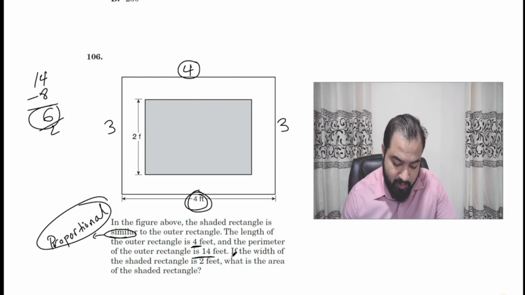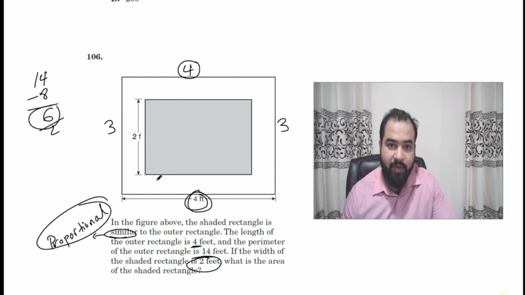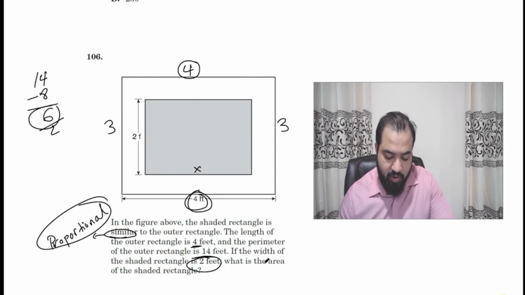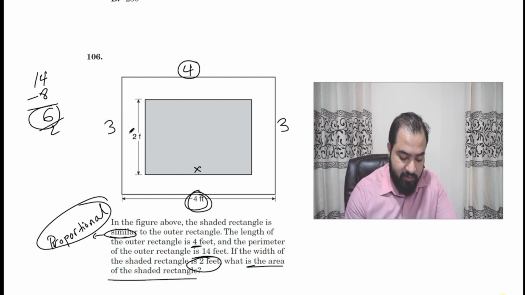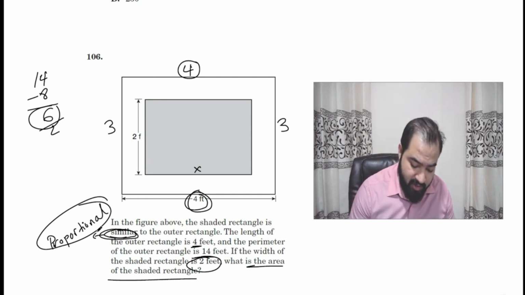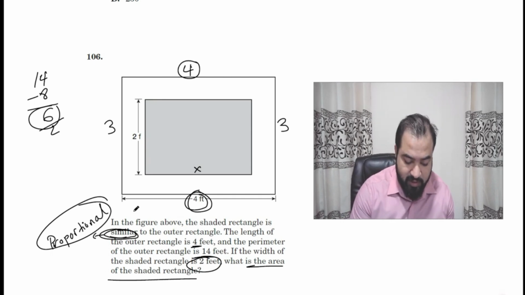Now the next part of the question says, if the width of the shaded rectangle is 2 feet. So now we know the width of the shaded rectangle, the baby one, but we don't know the length of the shaded, which is, let's say, x. What is the area of the shaded rectangle? We know area is length times width, which is 2 times x, but we don't know what x is. But they said they are similar, which means we can set up a proportion. As you can see, the width of the big one is 3.